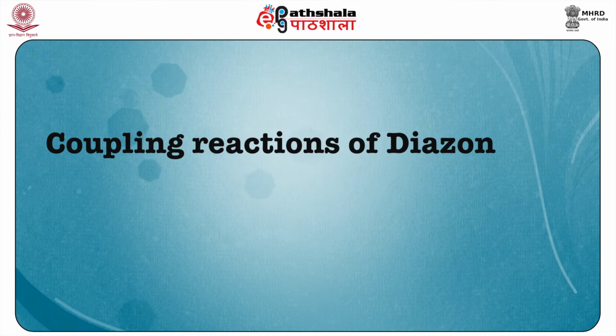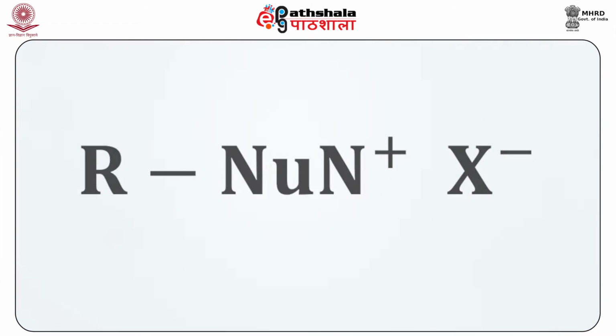Coupling reaction of diazonium salts. Diazonium compounds represent a large group of organic compounds with general formula R N2 plus X minus, in which R can be alkyl or aryl and X is an organic or inorganic anion such as halogen. The diazonium salts, especially those where R is an aryl group, are important intermediates and have found wide applications in organic synthesis. Let us discuss a few of them.